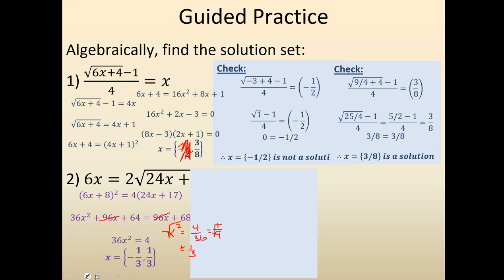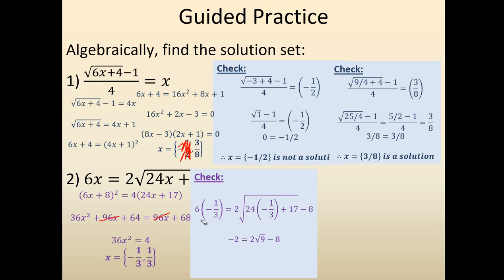So let me just erase this real quick. My first solution, when I plug in the negative 1/3, I end up getting 6 times negative 1/3 equals 2 rad 24, and so on. This becomes negative 2 on the left-hand side, and underneath the radical this simplifies to 9. So you get negative 2 equals 2 times 9 minus 8, which ends up being negative 2 equals negative 2. So negative 1/3 is a solution.